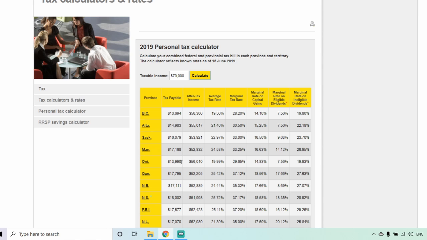13,990. So on 80,000, I owe $17,004 in tax. On taxable income of 70,000, I owe 13,990. There we go. This is how our progressive tax system works, and that's how RSP contributions affect your tax bill.